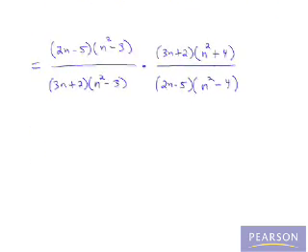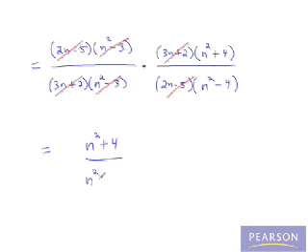And now let's see if we have any common factors. We have an n squared - 3, n squared - 3. We have a common factor of 2n - 5, 2n - 5, and also a common factor of 3n + 2, 3n + 2. Writing what we're left with across the top, we're left with n squared + 4, and in the denominator, we are left with n squared - 4.